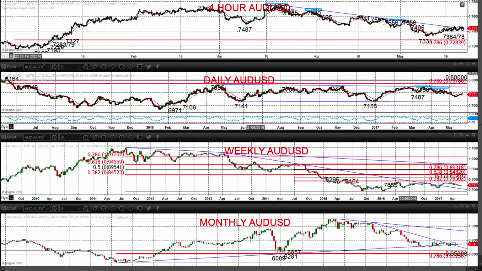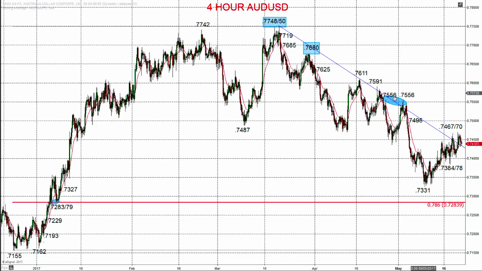If we zoom in to the intraday chart, there is maybe a risk for a push higher towards above 75, maybe towards 75.56, before we get the more bearish down leg coming through late May into June.